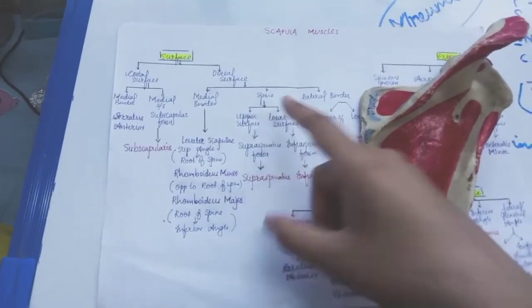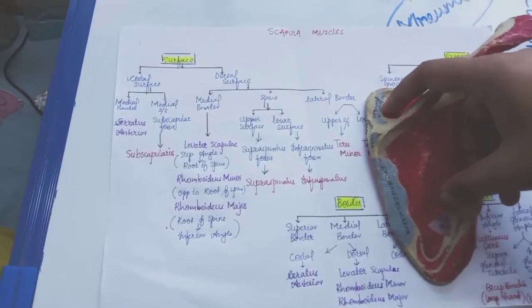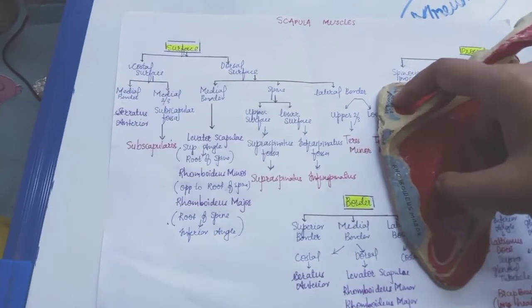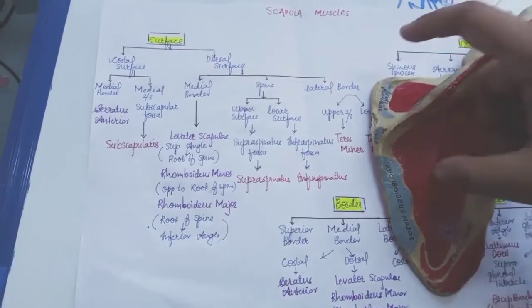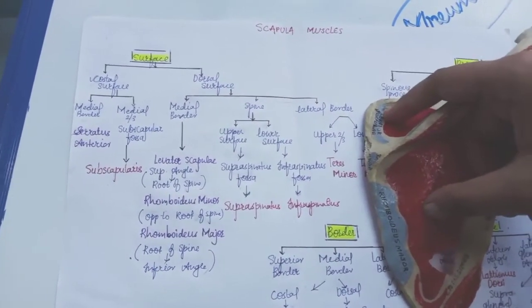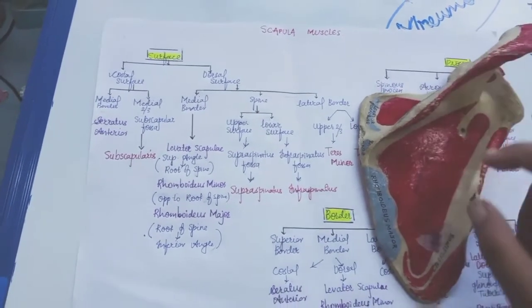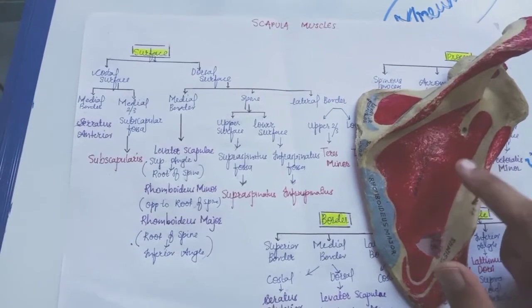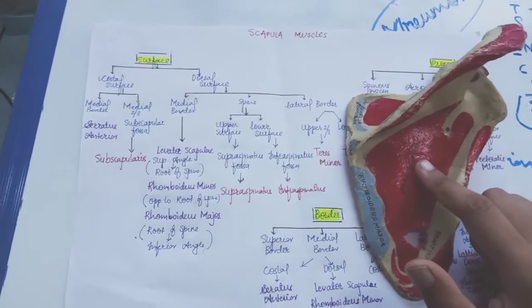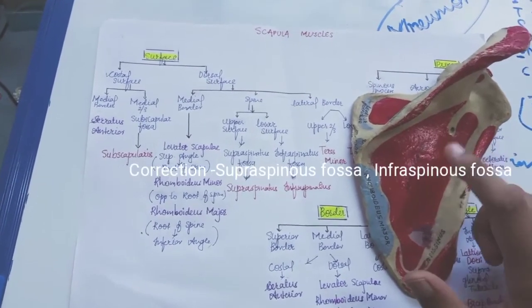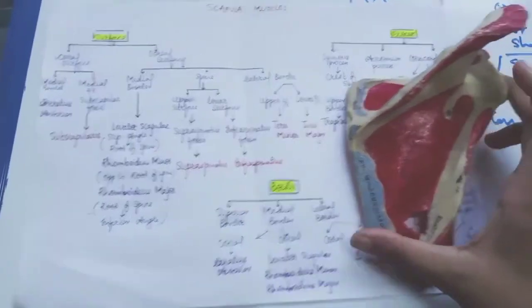Then the spine. This spine divides the upper surface and the lower surface. Upper is the supraspinatus fossa and lower is the infraspinatus fossa. Supraspinatus arises from the medial 2/3 of the supraspinatus fossa and the infraspinatus arises from the medial 2/3 of the infraspinous fossa.